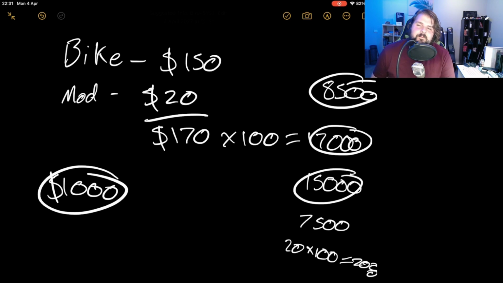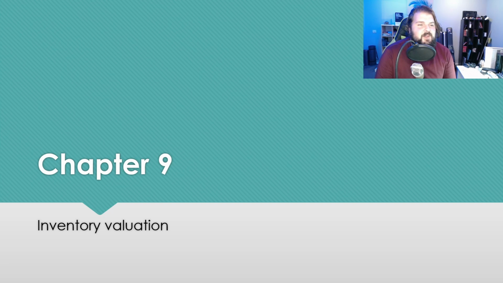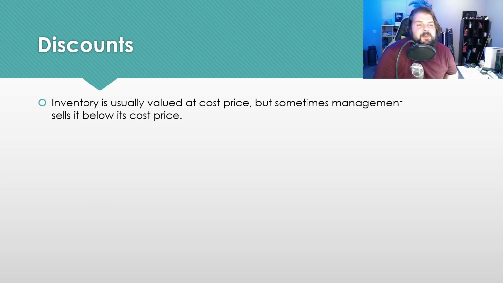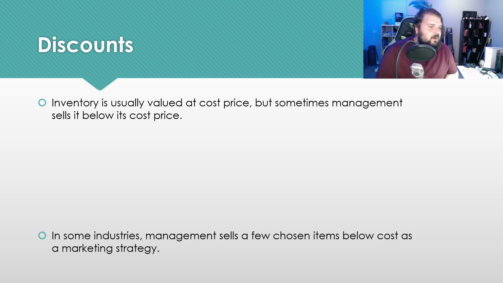As I said, there's no one right way to do it. It's about what is the right choice for your business at the time. So now let's take a look at how we value our inventory when sometimes we think that we won't get the selling price that we thought we would. At times, we're going to be offering discounts. So inventory is usually valued at its cost price, but sometimes management is going to sell below cost price. It's not a good situation, but it does happen. Okay? So in some industries, management will sell a few items below cost as a marketing strategy.